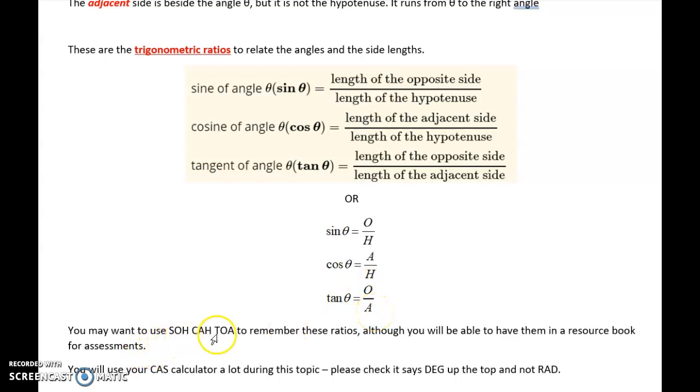Again, that shortcut, SOH CAH TOA, helps you to remember the ratios, remembering that it's sine, opposite over hypotenuse; cosine, adjacent over hypotenuse; tangent is opposite over adjacent.